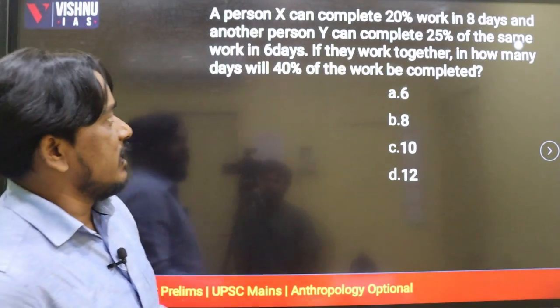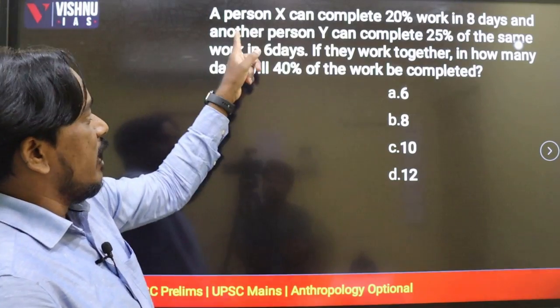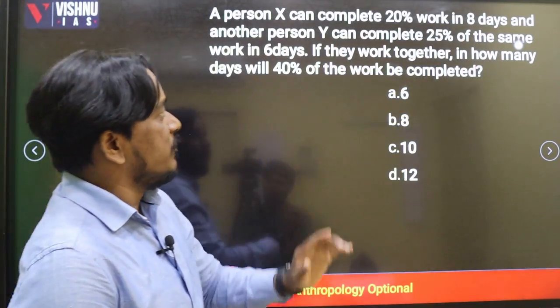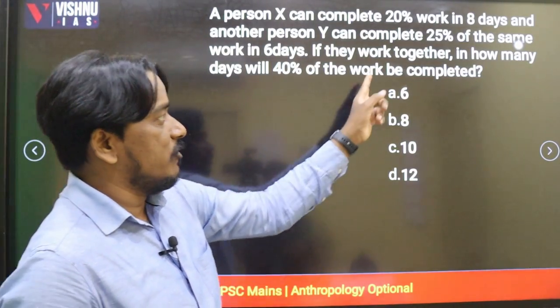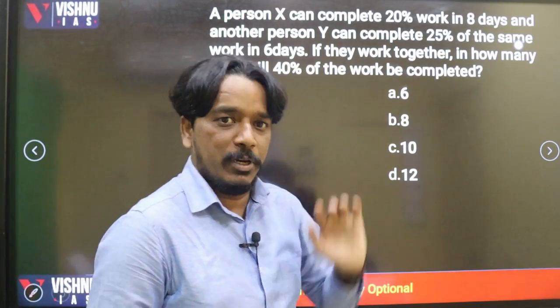So we'll take another question. See here, a person X can complete 20% of work in 8 days and another person Y can complete 25% of the same work in 6 days. So both are doing the same work here. If they work together, in how many days can 40% of the work be completed?